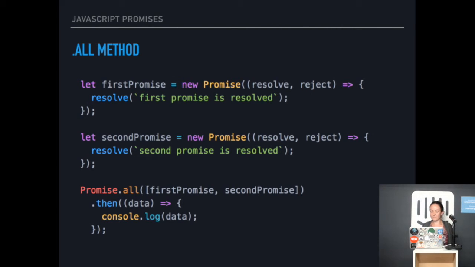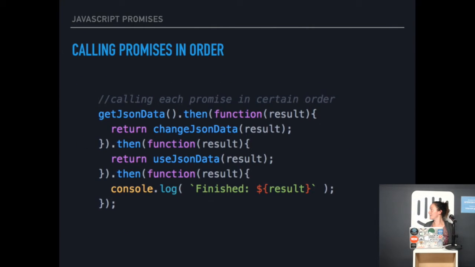The dot all method: there's a static method called dot all, which takes an array of promises. It'll wait until all the promises are resolved before running the dot then method, which returns another promise. If one of the promises is rejected, the dot then method will not be called. So all of them have to be resolved before the dot then method will be called.